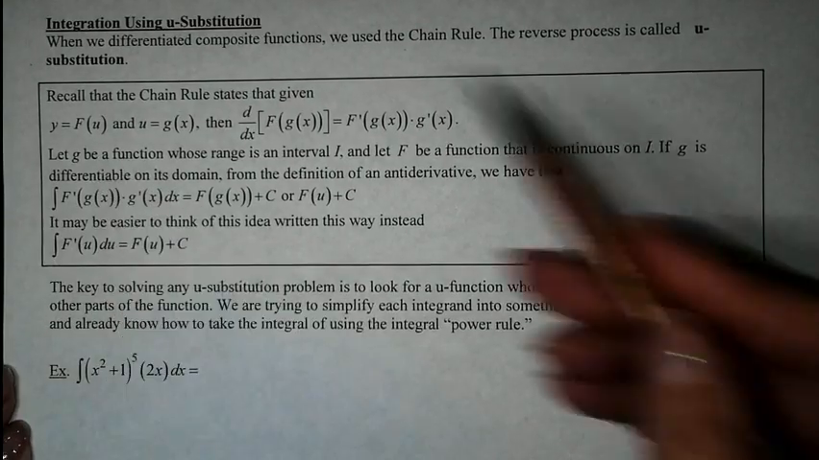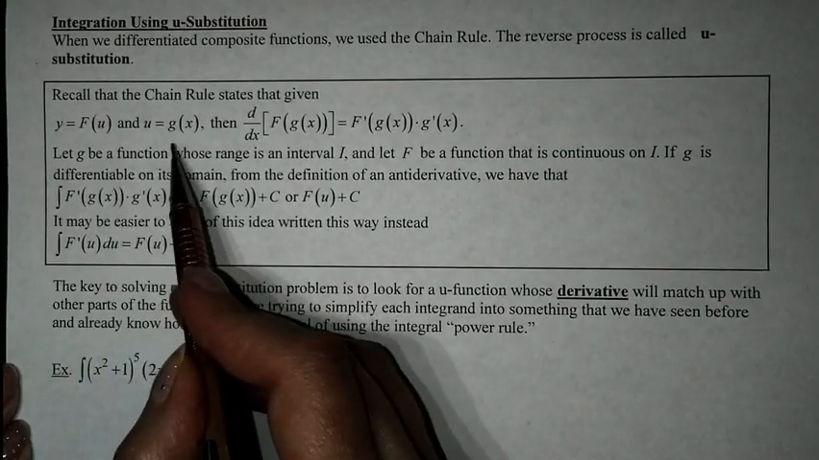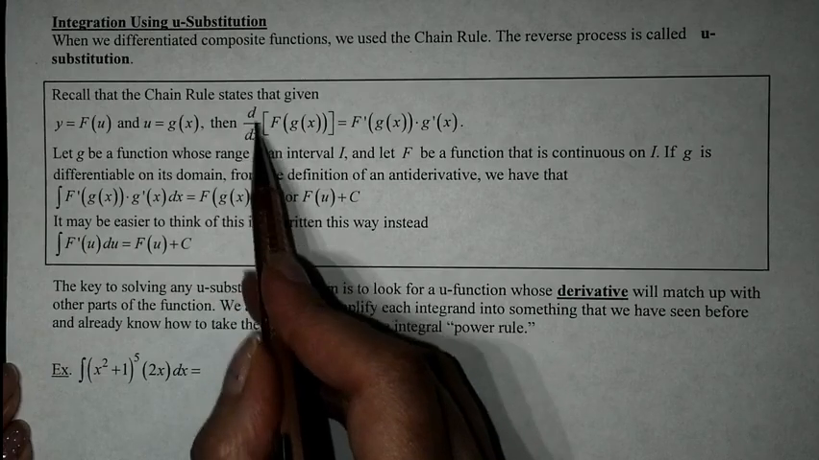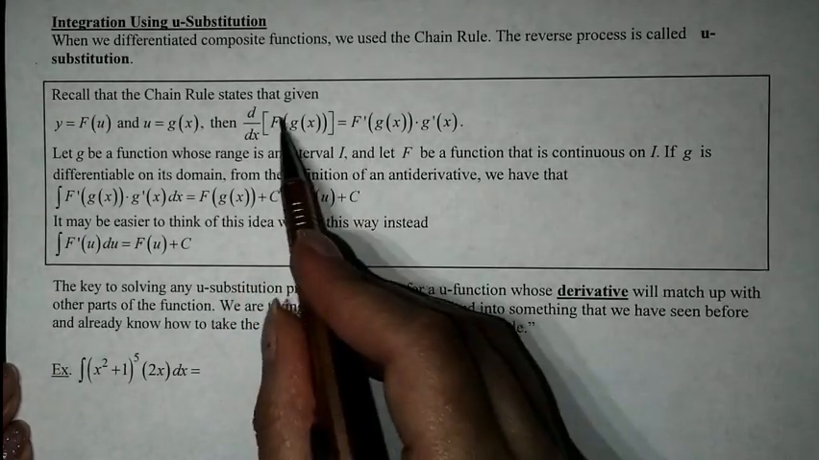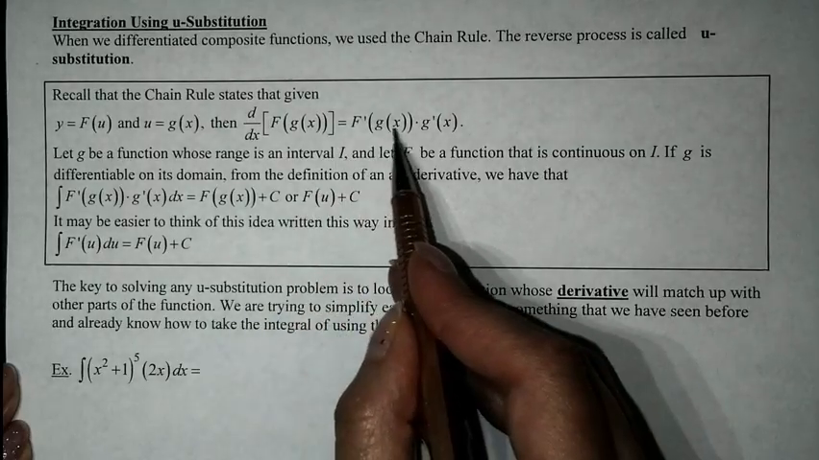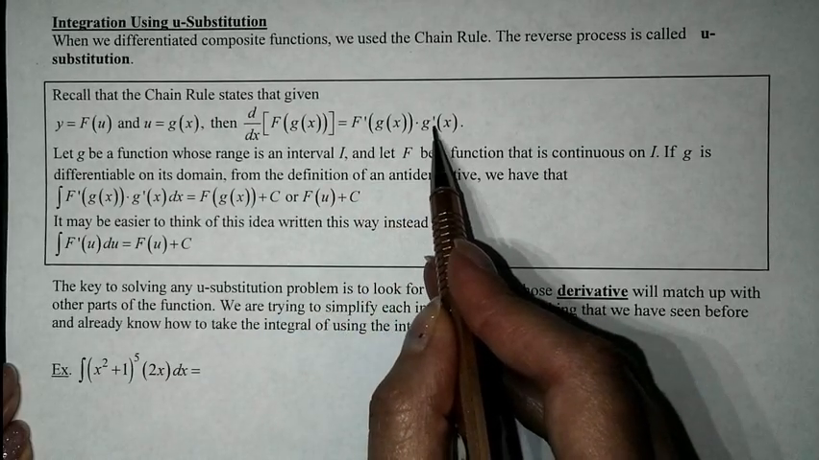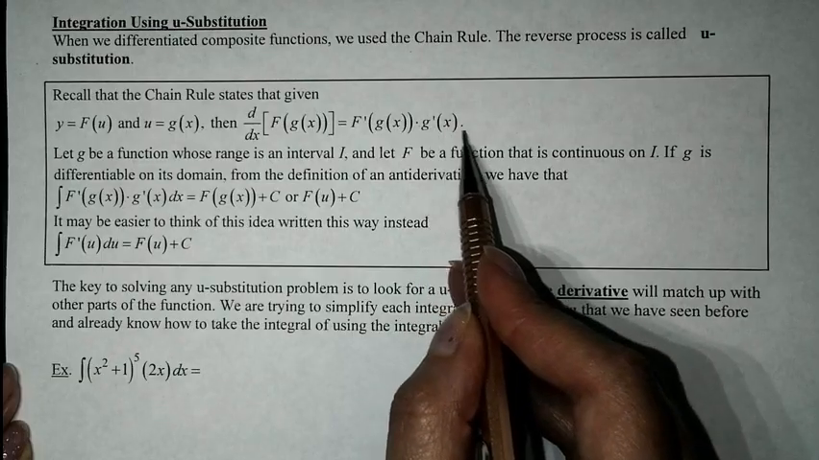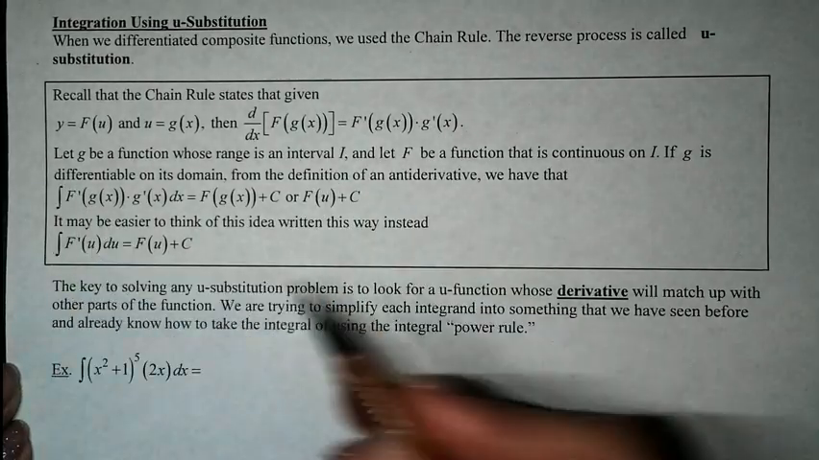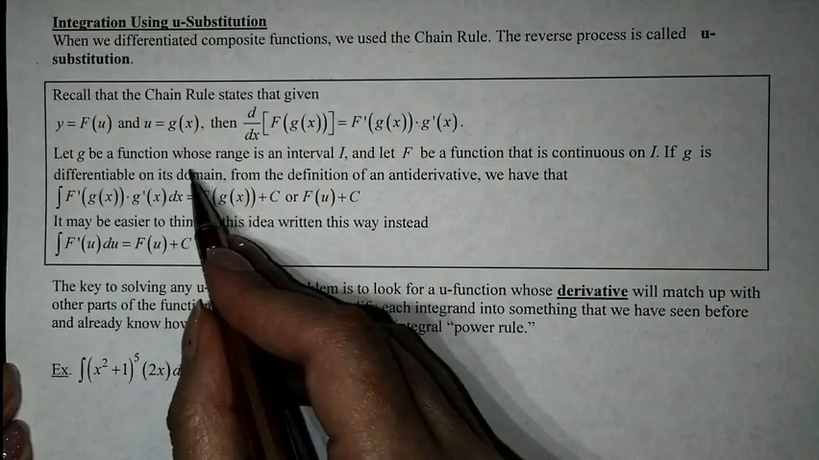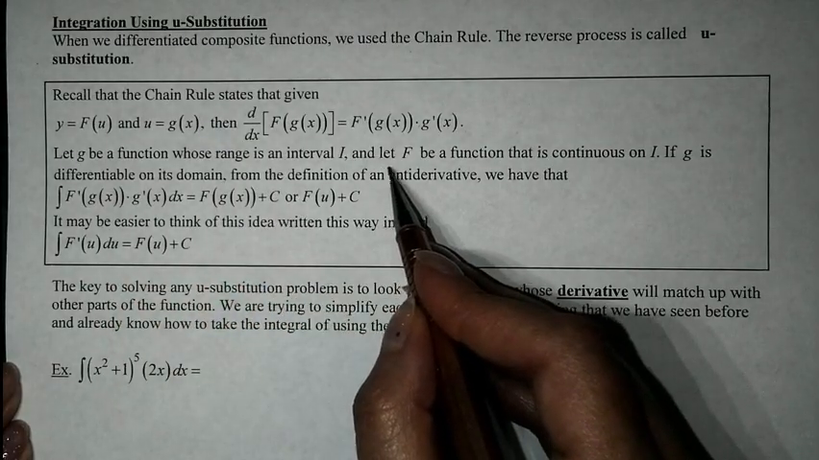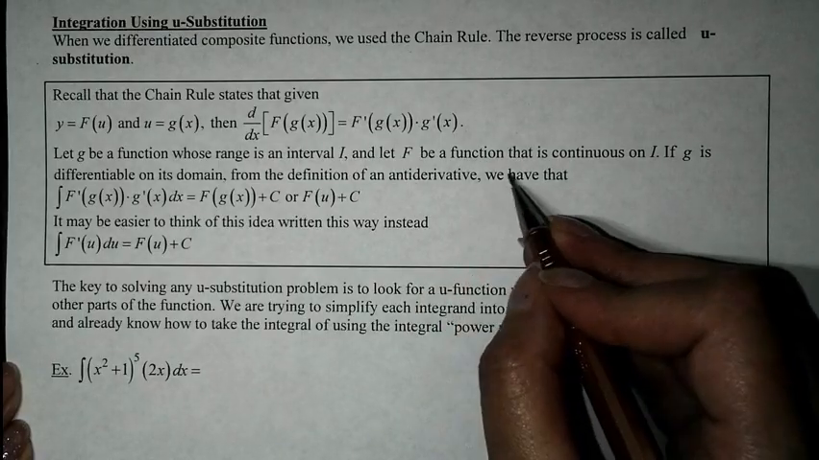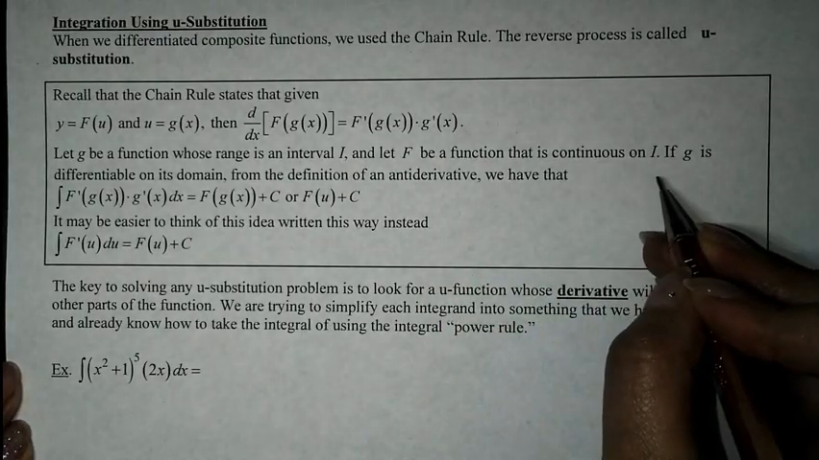Given y is equal to, let's call it f of u, and u is equal to g of x, then the derivative with respect to x of f of g of x is going to be equal to the derivative of the outer function evaluated at g of x times the derivative of g of x, okay? What we know is that the range of the function g is the interval I, and we're going to let f be a function that is continuous on the interval I.